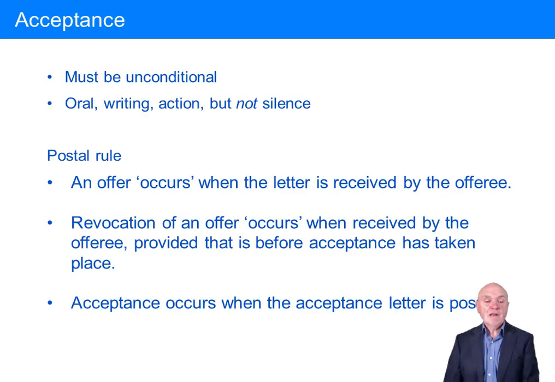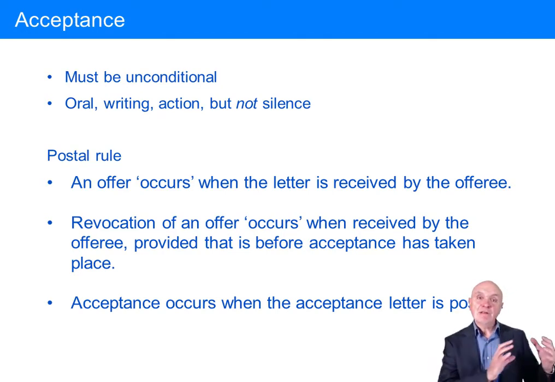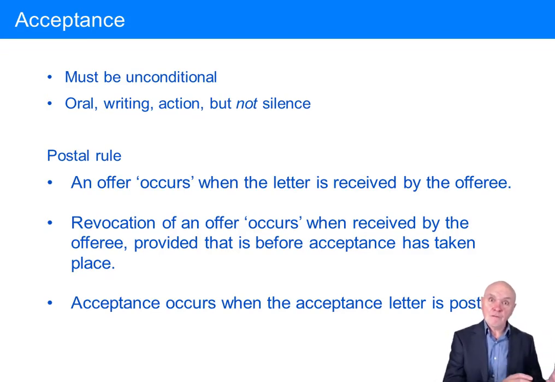Acceptance. Well, as we've said, acceptance must be unconditional. In other words, there can be no quibbling on it. There can be no saying, yes, I'll buy your car for 12,000 if you put 2 new tyres on it. That is not unconditional acceptance. Acceptance can be oral. In other words, you say to someone, I'll accept your offer. It could be in writing, very obviously. It could be by action. Like in the supermarket, I put goods in my basket that is taken to the checkout, and the checkout person rings them up. That is accepting my offer to buy the goods, but it can't be by silence.